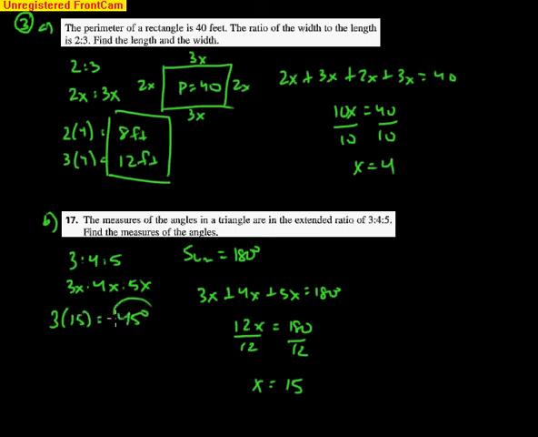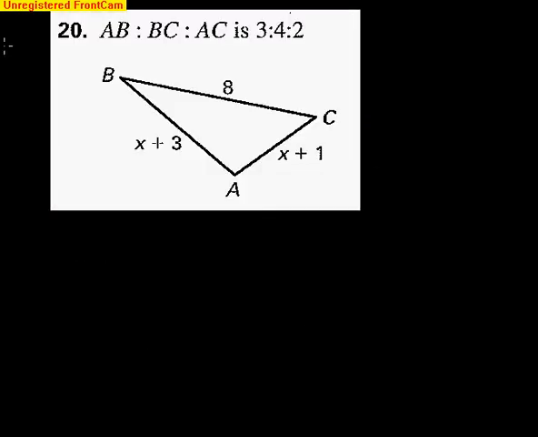3 times 15 is 45 degrees. 4 times 15 is going to be 60 degrees. And 5 times 15 is going to be 75 degrees. And if you add them up, 45 and 60 is 105, and 75 is 180. Okay, next problem. This is problem 4.